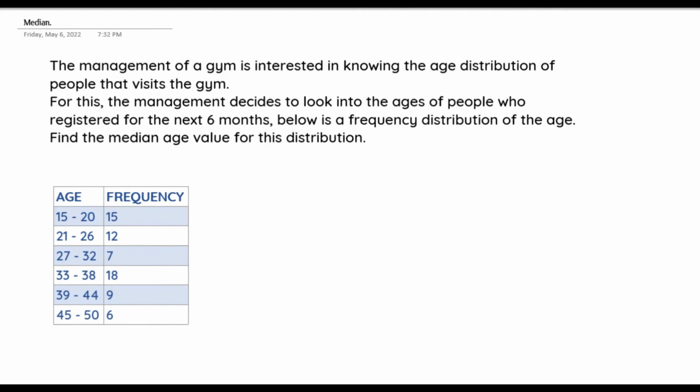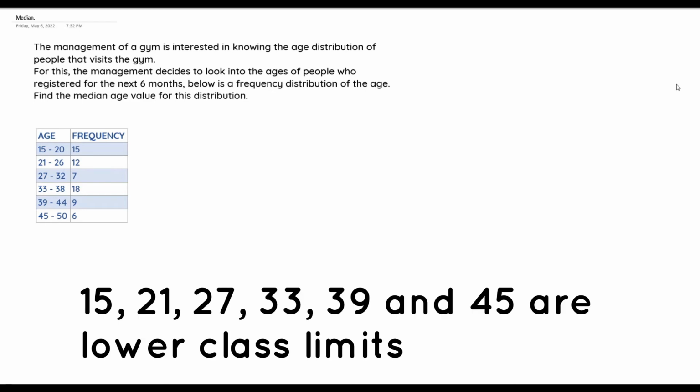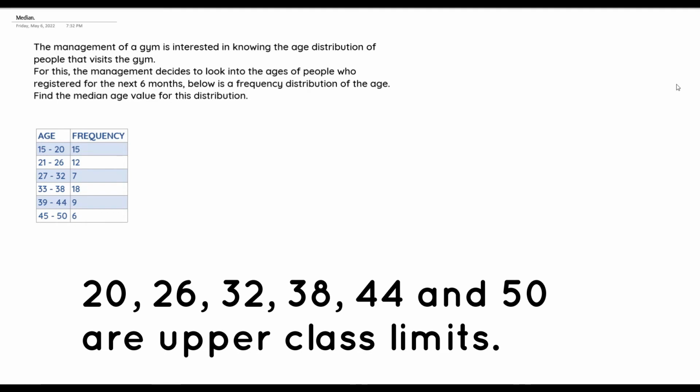So right here we have our data set in a grouped manner, and I can also say it is our data set grouped based on class, because 15 to 20 is a class, 21 to 26 is a class, and then down to 45 to 50. So we have 6 classes right here. Each of these classes has values, the upper limit and the lower limit. So 15, 21, 27, 33, 39, 45 are lower class limits, and 20, 26, 32, 38, 44, 50 are upper class limits.